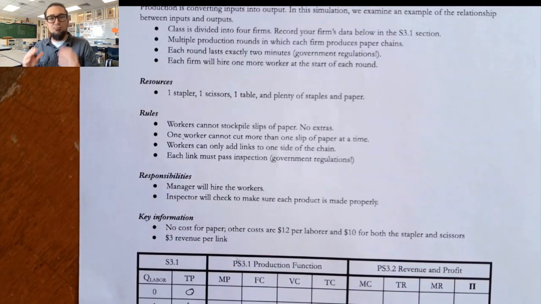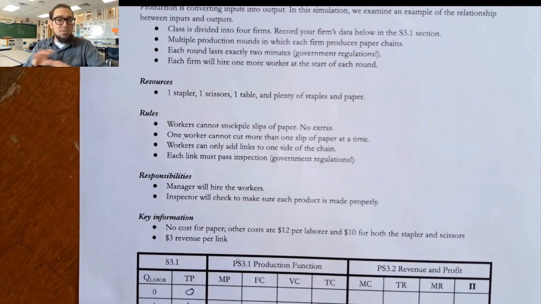But the big idea here is that every single round of play, another student is hired as a worker. For the first round, there's only 1 worker. For the second round, there's 2 workers. For the third round, there's 3 workers. And then we try to see how many more links we can make every time. But there's a catch. I don't give more pairs of scissors. I don't give more staplers.